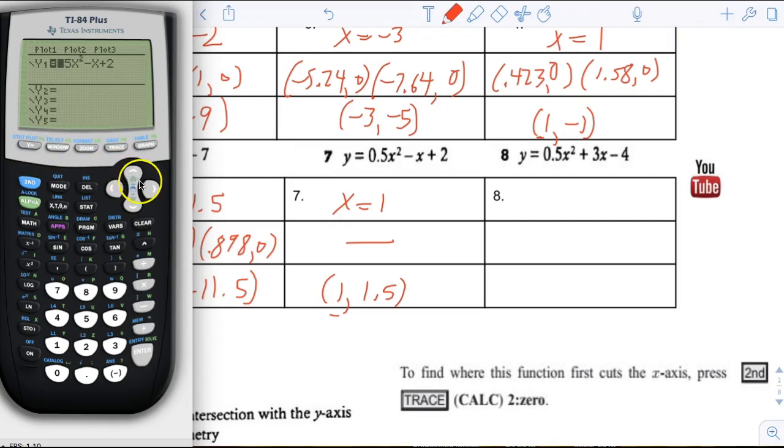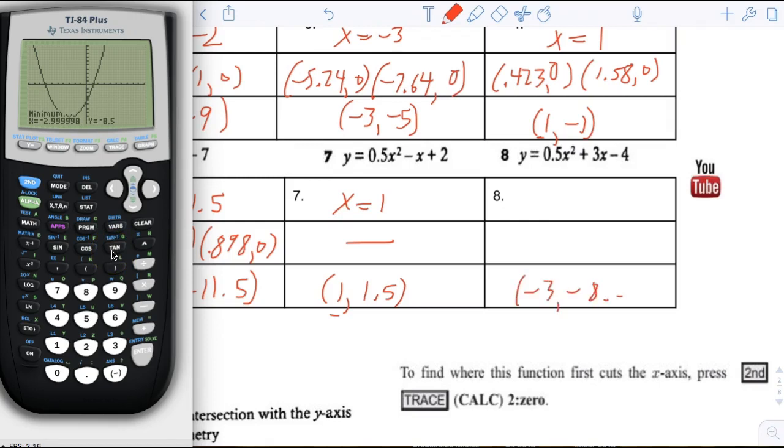What about number 8? Number 8, we're going to put 0.5x squared plus 3x minus 4. I'm going to graph it for fun. And then, ooh, there's the vertex again, second calc min. Oops, second calc min is what we're going to use to find the vertex. We move the left boundary slightly to the left of the vertex. We hit enter. We move the cursor slightly to the right of the vertex. We hit enter. And then we hit enter for guess. And we get -3, comma, -8.5.